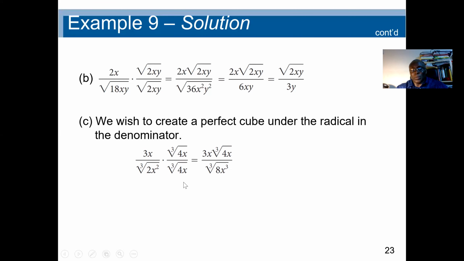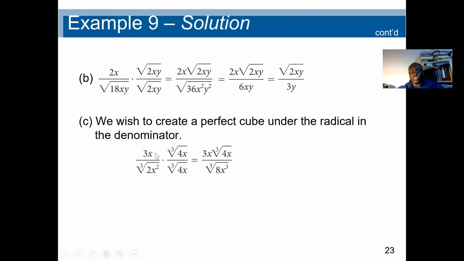Next, we wish to create a perfect cube under the radical in the denominator. So this is our question again. We have 3x divided by the cube root of 2x squared. The goal is to take out the cube root. So if I have 2 here, I need 8, so I multiply by 4. And if I have x squared here, I need 1 more x, so I multiply by x. Whatever I multiply by the denominator, I have to multiply at the numerator.